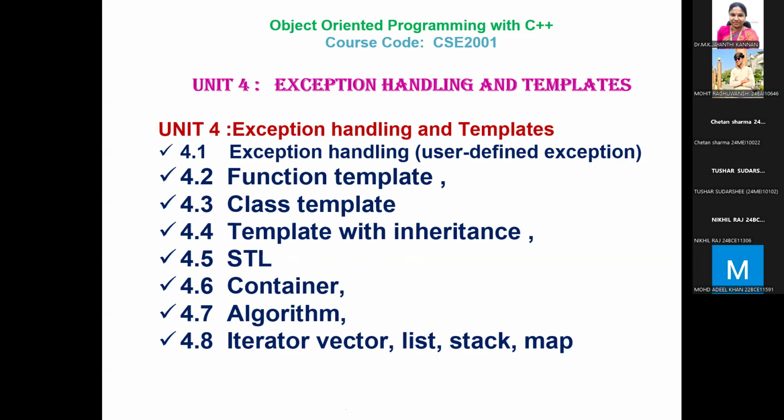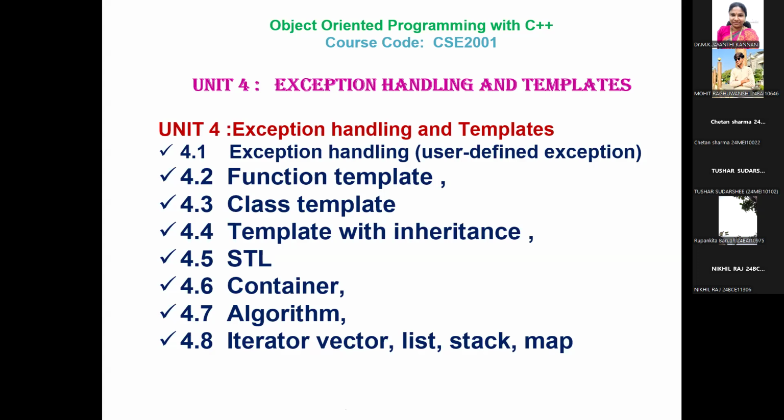Then container classes, algorithms, and the different types of container algorithms based on the standard template libraries. Then the next concepts: iterator, vector, list, stack, and map. They are all the standard templates available in STL, the standard template library of our C++ compiler. In the C++ compiler, we have standard template libraries. Those libraries we often represent using hash include or in the include directories.